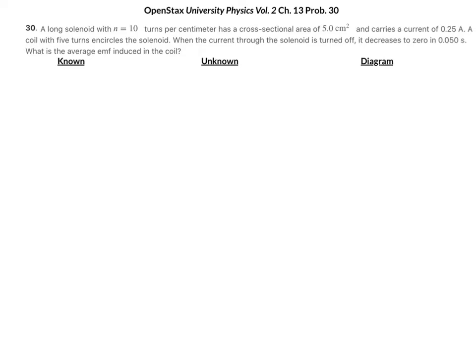So let's write down our knowns and unknowns. We know that n is 10 turns per centimeter for the solenoid, and we have to convert that into turns per meter. We know that the area of the solenoid is 5 square centimeters, which we'll have to convert to square meters. It carries a current I of 0.25 amps.